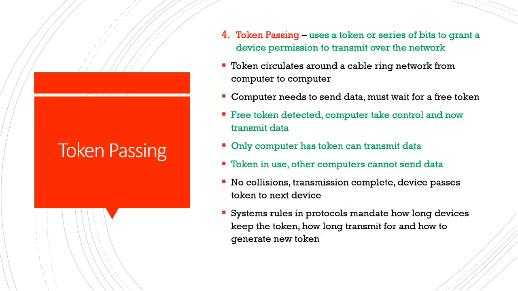The fourth is token passing, which uses a token, or a series of bits, to grant a device permission to transmit over the network. A token will circulate around a cable ring network from computer to computer. Go watch our network topologies video if you don't know what a ring network is. If a computer needs to send data, it must wait for a free token. It has to have the token in order to send. When the free token is detected, the computer will take control and will now be able to transmit data. The only computer that has the token can transmit data, so when the token is in use, other computers cannot send data. If there are no collisions, the transmission will complete, and the device will pass the token to the next device. System rules and protocols will mandate how long devices keep the token, how long they will transmit for, and how they will generate a new token.